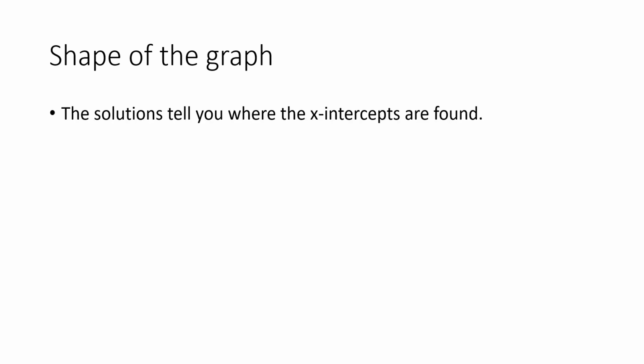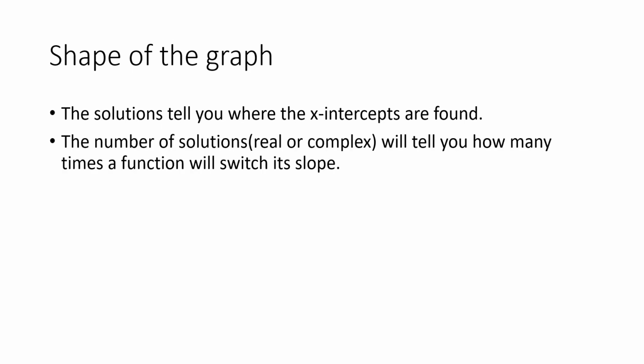Now let's go ahead and talk about the shape of the graph. The solutions tell you where the x-intercepts are found. Sometimes if you have imaginary solutions, it just tells you that you're not going to have x-intercepts. The number of solutions, whether they're real or complex, will tell you how many times the function will switch its slope. In other words, right here what I actually mean is the degree of the polynomial.